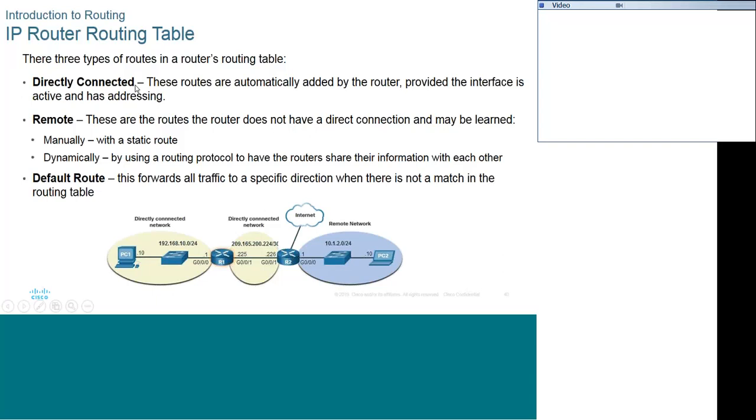So we have directly connected networks sometimes. For example, this PC is directly connected to this router. We have the remote: for example, this laptop is maybe remote to this router. You need to know these definitions. The default route is needed in order to forward all traffic in a specific direction, so we need to consider the default route if we have a remote network.